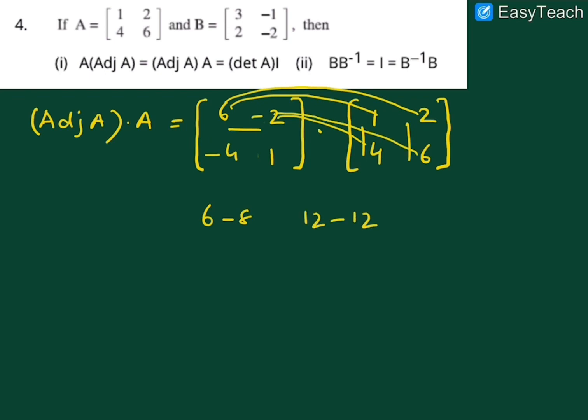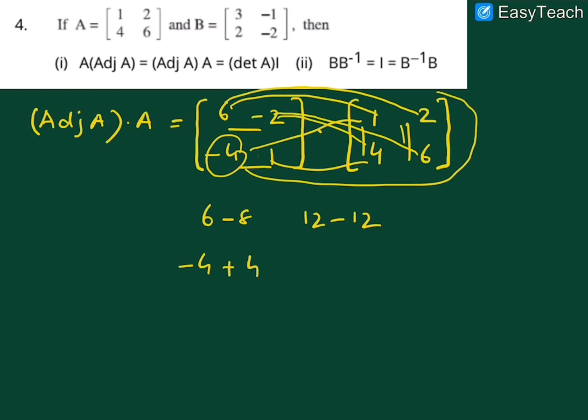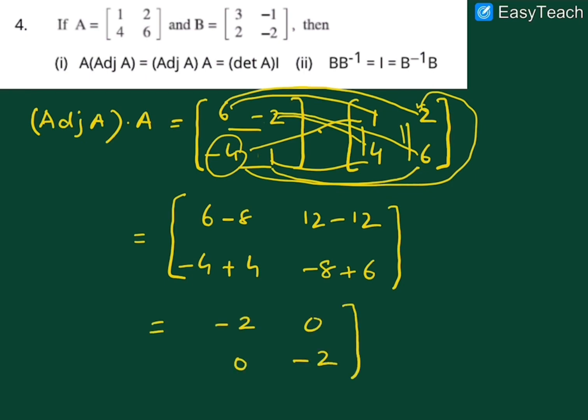Similarly, second row with first column: -4 with 1, you will get -4, and 1 with 4, you will get plus 4. Again, second row with second column: this -4 will multiply with 2, so it will become -8, and 1 will multiply with 6, you will get 6. So we have [-2, 0; 0, -2]. This is our equation 2.